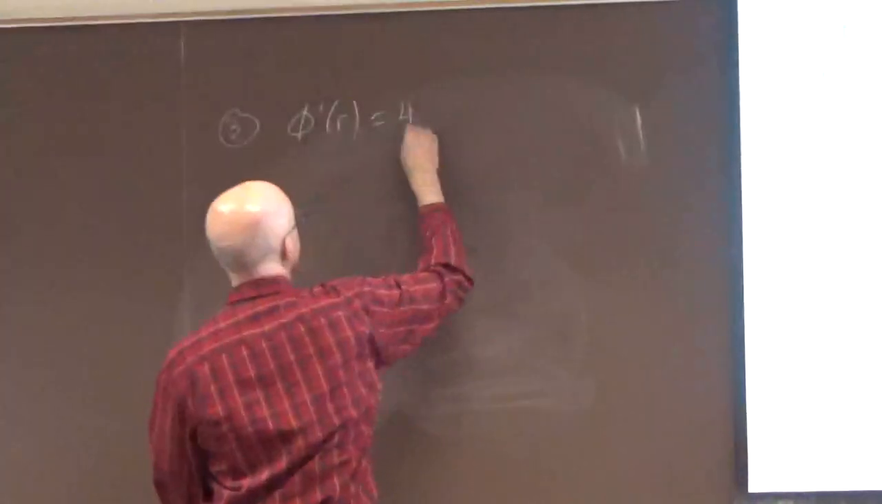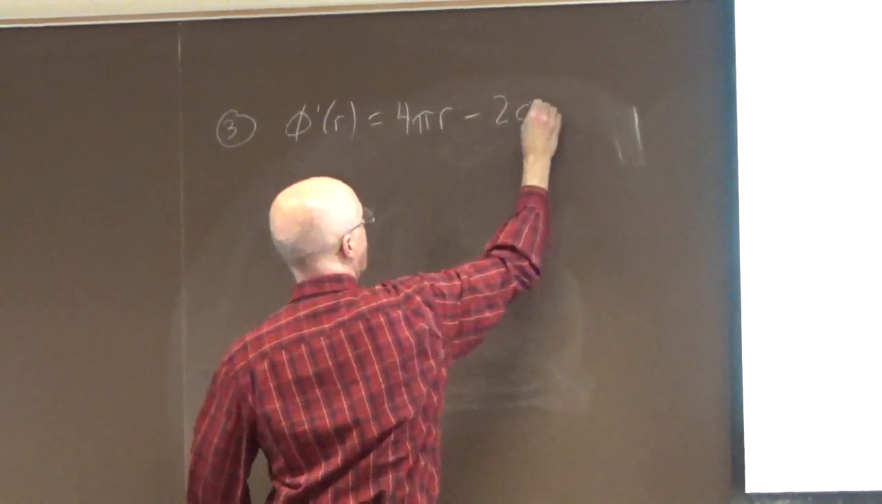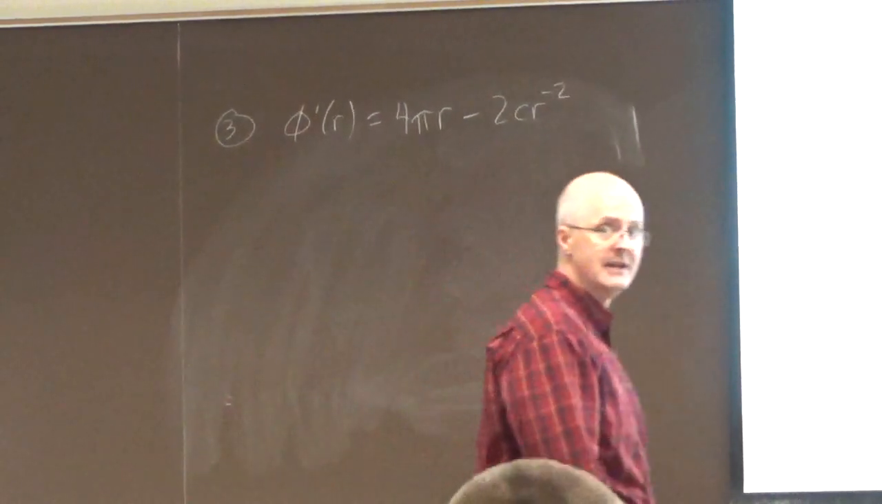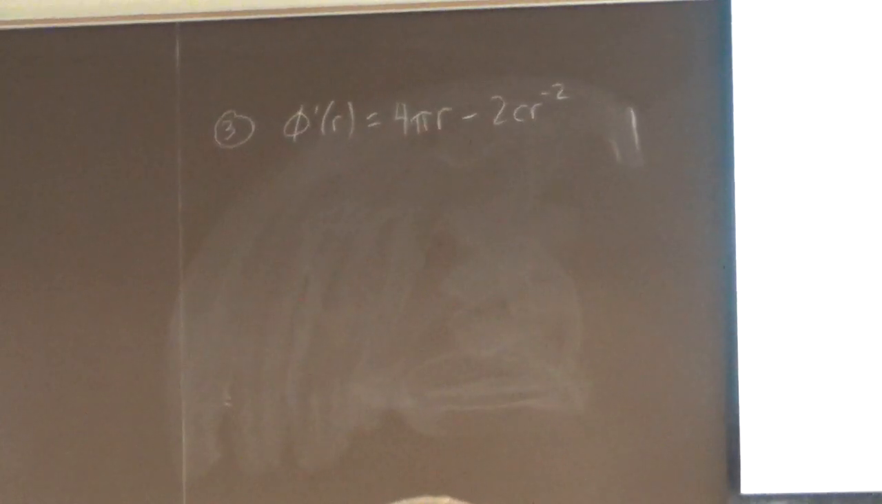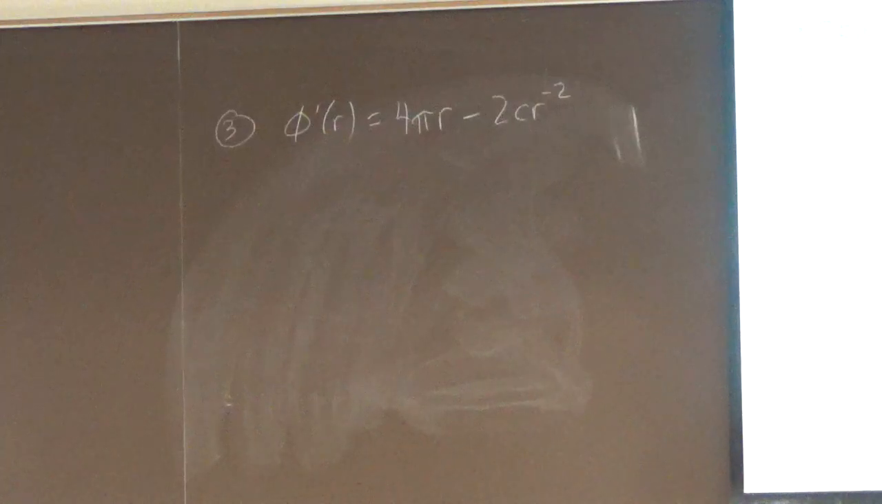Bring down the 2, just to get 4 pi r. Subtract 1 from the exponent. Minus 2c r to the negative 2. I just used linearity and the power rule. I brought this 2 down in front. 2 times 2 is 4. Subtract 1 from that exponent, you get a 1 there. Bring the negative 1 down in front, make that plus sign a minus sign: 2c r to the negative 2.